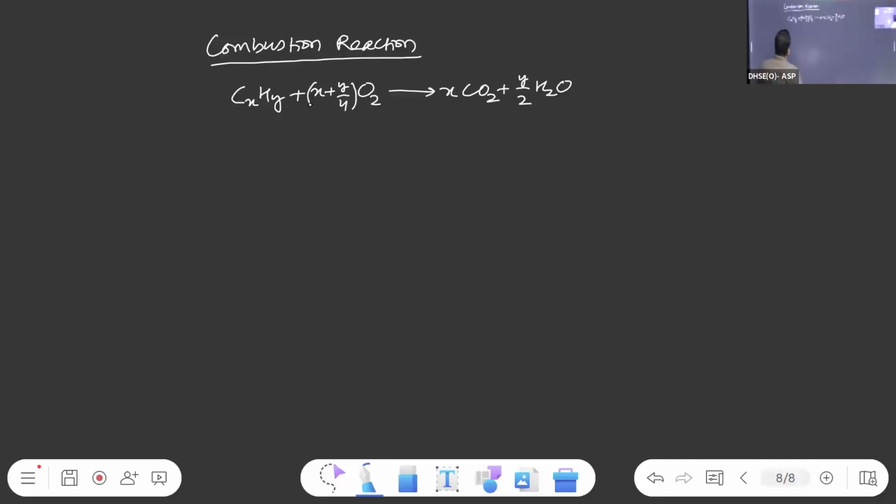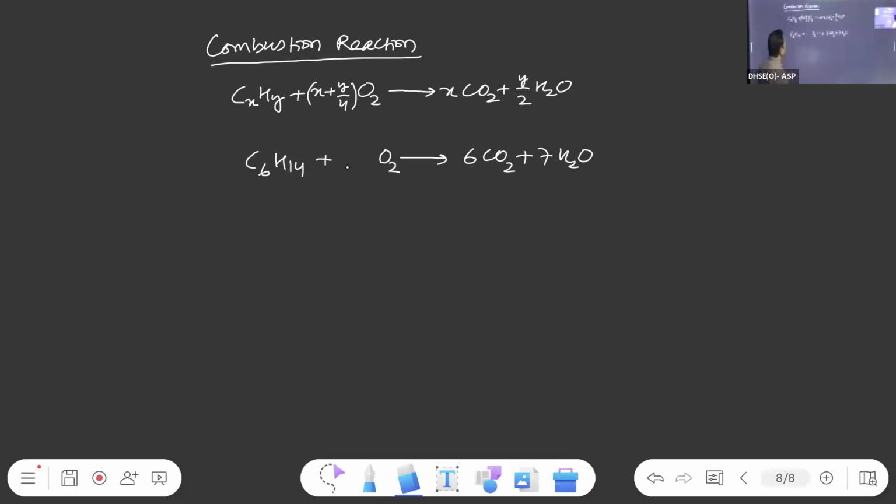Suppose C6H14 plus O2 will give CO2 plus H2O. Put the formula: xCO2 means 6 CO2, and y/2 H2O means 7 H2O. Then x plus y/4: 6 plus 7, that is 13. Sorry, x plus y/4.